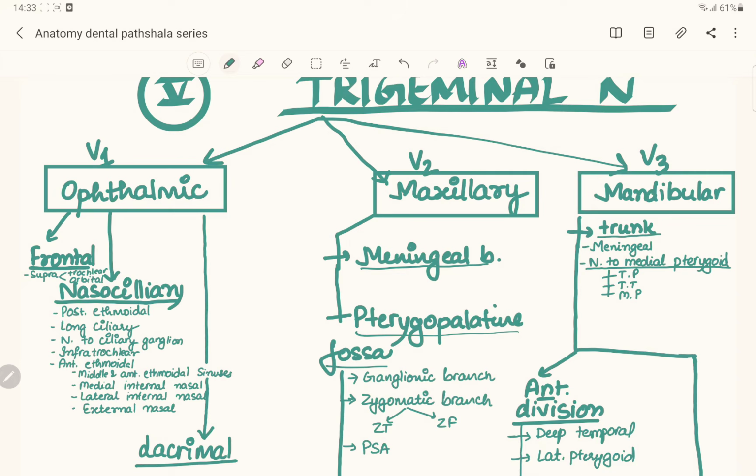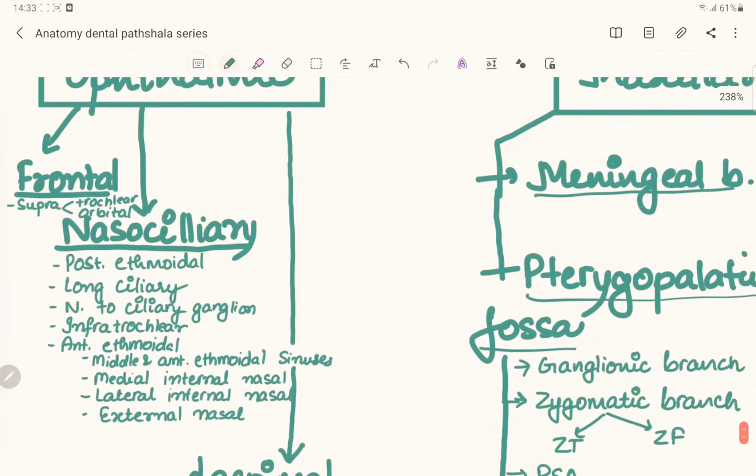So the nasociliary nerve gives off five branches: the posterior ethmoidal, which is going to supply the sphenoidal air sinus as well as the posterior ethmoidal air sinus; the long ciliary nerve, going to give sensory innervation to the eyeball; the nerve to ciliary ganglion; the infratrochlear nerve, which is going to supply both the eyelids, the side of the nose, as well as the lacrimal sac; and the anterior ethmoidal branch of the nasociliary nerve.